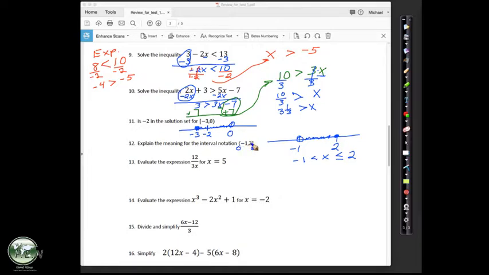So there are basically three ways we can write it. We can write it with interval notation, we can write it with a graph, or we can write it with an inequality. Over here, these are interval notation. I don't have to write it because they got it. So far, so good?